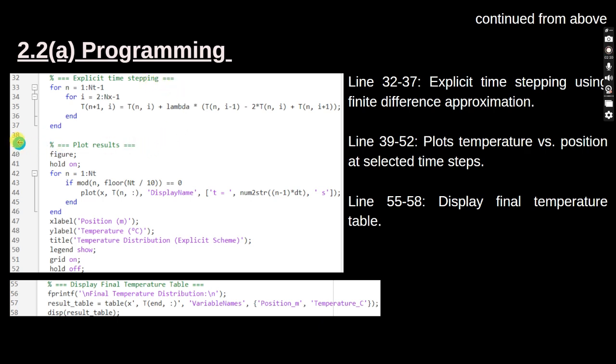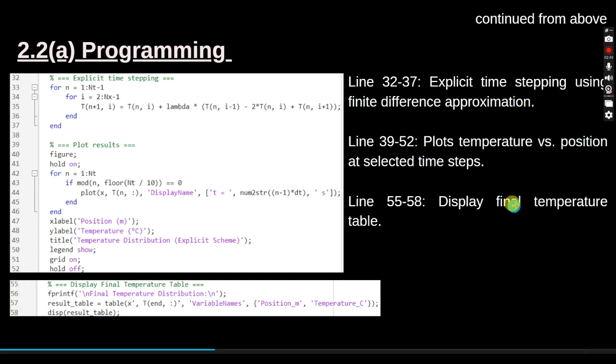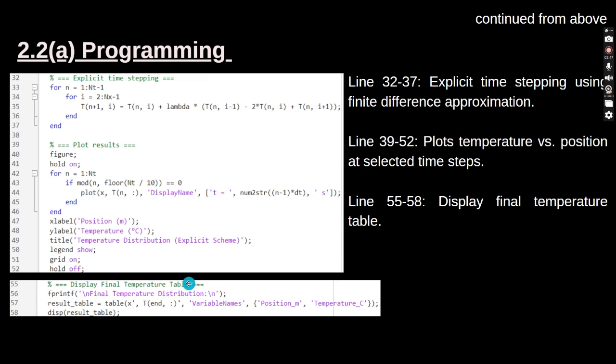From line 39 until line 52, it plots the temperature versus position graph at the selected time steps. And from line 55 until 58, it displays the final temperature table.